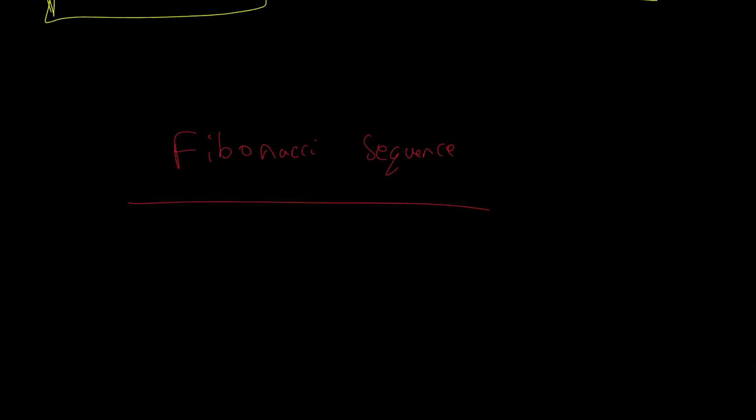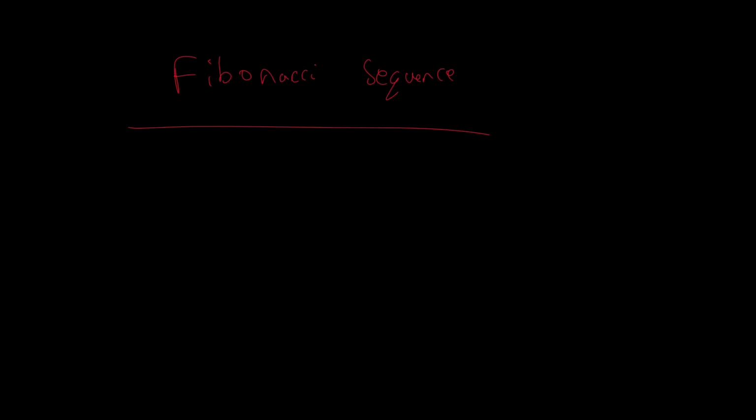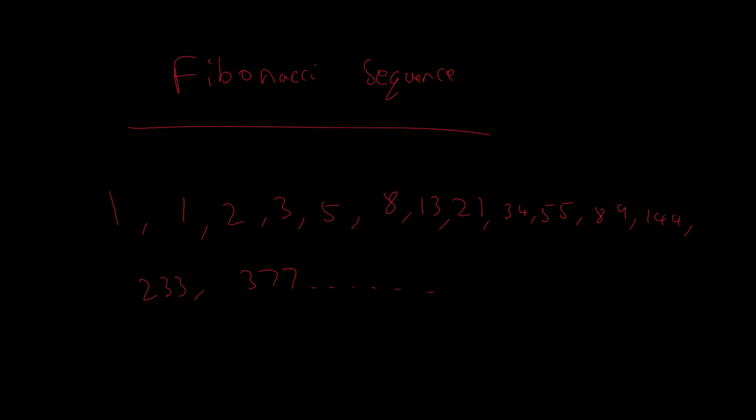I'm sure you've heard of the Fibonacci sequence of numbers. I'll just write some of the Fibonacci sequence. This is an indefinite sequence. 1, 1, 2, 3, 5, 8, 13, 21, 34, 55, 89, 144, 233, 377. Okay.